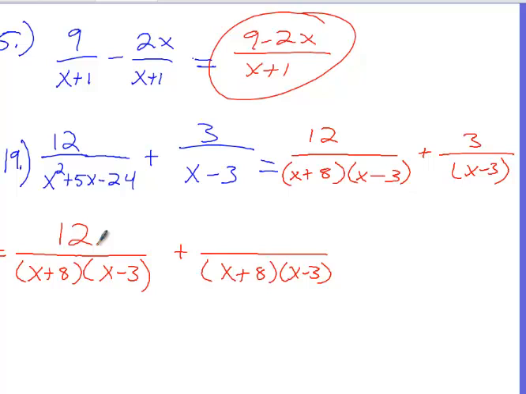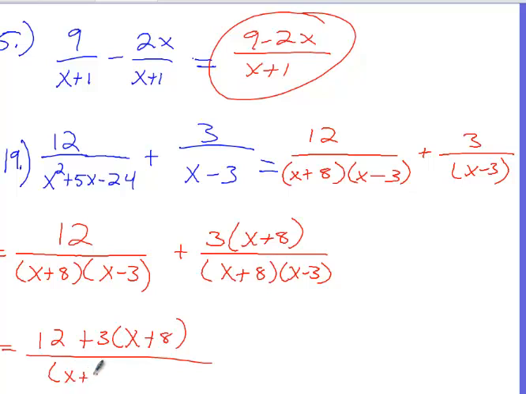Okay. What did I change on the denominator on the right? Okay, so if I add an x plus 8 to the bottom, what do I have to add on top? X plus 8. All right, so now I can write this as a single fraction of 12 plus 3 times x plus 8 all over x plus 8 times x minus 3.